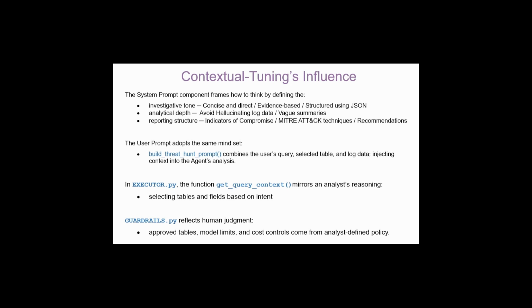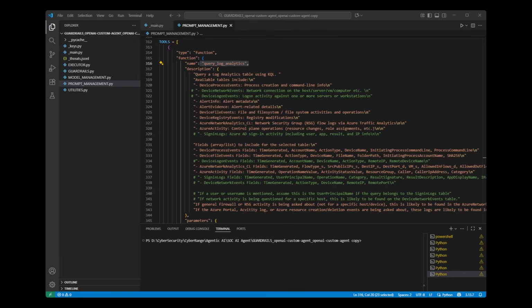Think of contextual tuning like the NIST 800-61 framework. NIST 800-61 outlines how to respond to cybersecurity incidents, but it doesn't tell you exactly what commands to run. In the same way, contextual tuning provides the investigative mindset, the reasoning process that guides the agent's behavior across every component.